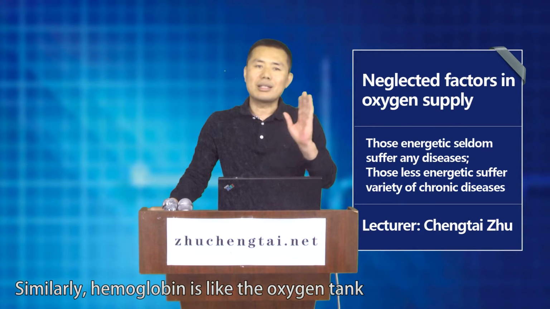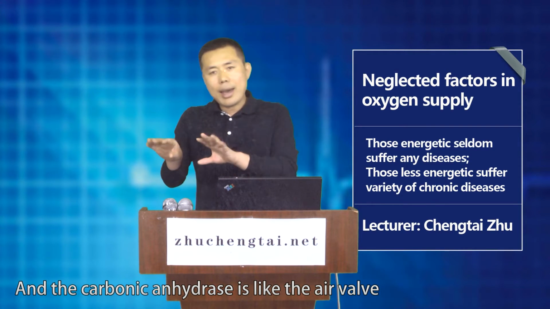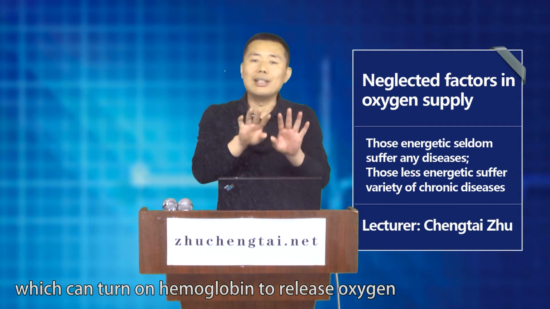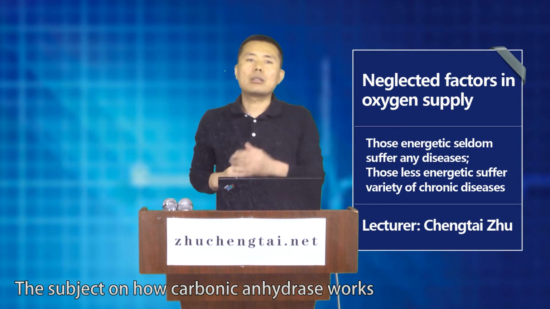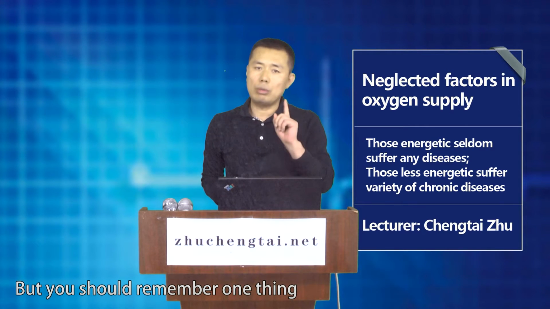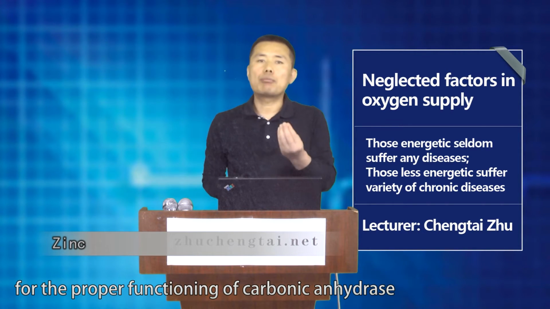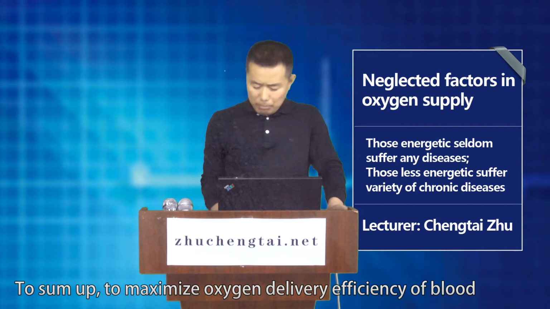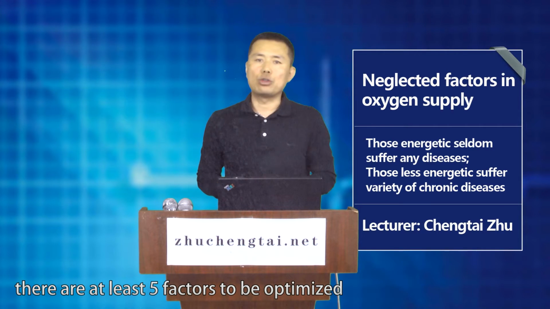Similarly, hemoglobin is like the oxygen tank. It captures and holds the oxygen molecules. And the carbonic anhydrase is like the air valve, which can turn on hemoglobin to release oxygen, while RBCs are inside the capillary. The subject of how carbonic anhydrase works is saved for another lecture. But you should remember one thing, that the metal element zinc is essential for the proper functioning of carbonic anhydrase. To sum up, to maximize oxygen delivery efficiency of blood, there are at least 5 factors to be optimized.